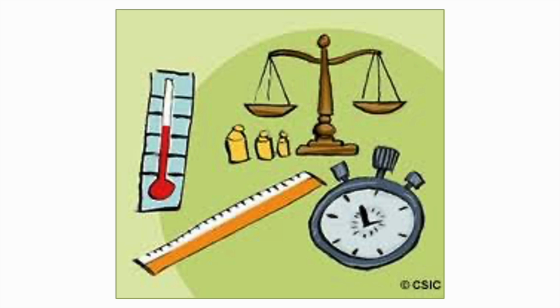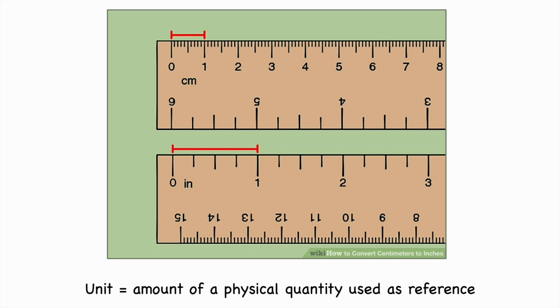A physical quantity is a measurable property. What does this mean? Measuring implies a comparison between the observed value of a physical quantity and a certain amount used as reference, called unit.